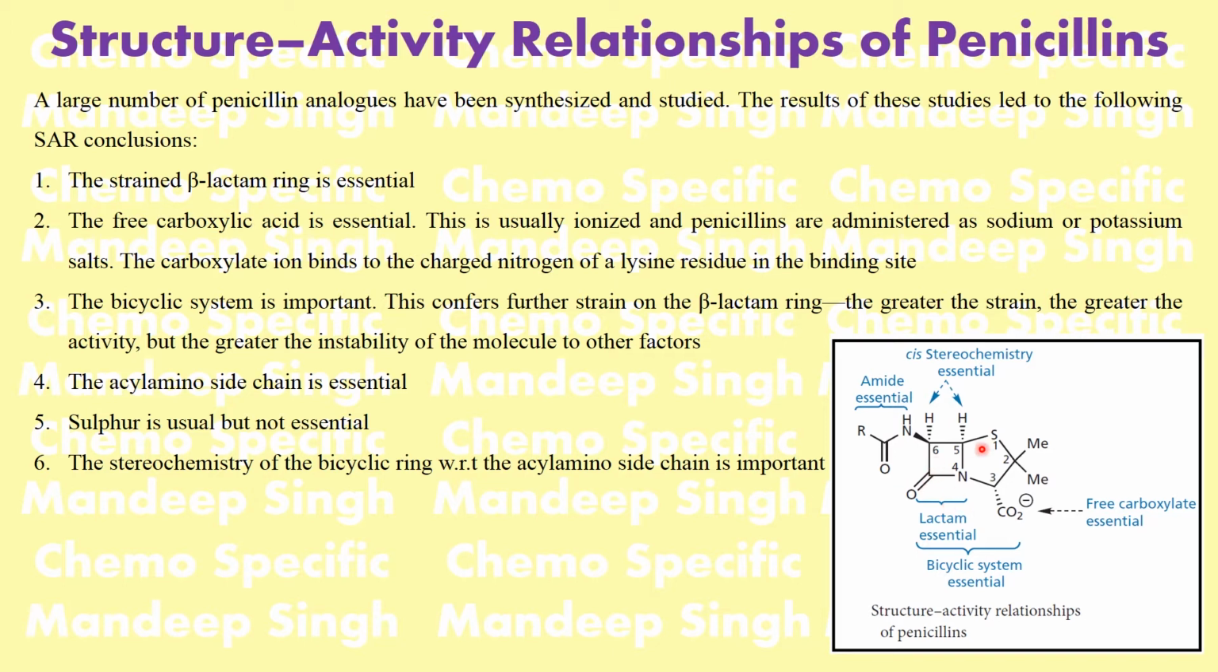Now the next is this particular bicyclic system. Having this bicyclic system is absolutely important. What has been found is that the greater the strain, the greater the activity of this molecule. Having this beta lactam fused to a 5-membered ring makes this system very, very strained. But it is a very fine balance, I should say, that causes this molecule to behave the way it does.